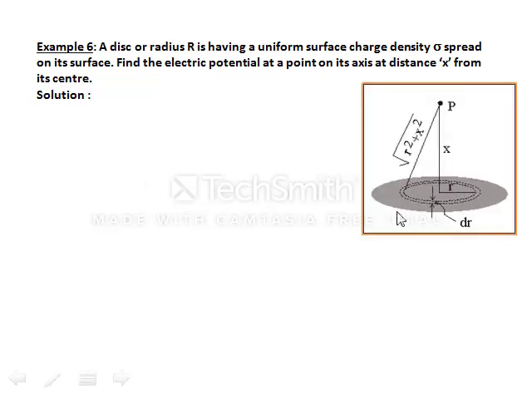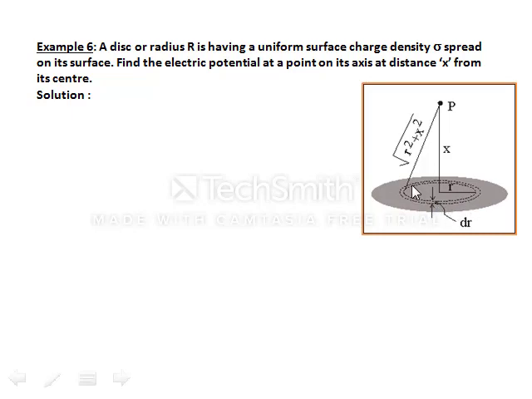Now this is the disk, the whole shaded part. Its radius is capital R. It's not written over here, but it's given. This radius is capital R. And this is the point P where we are supposed to find the potential. Now suppose we have taken an elementary section, which is shown by a broken line. This part is a ring having radius r, small r, and width dr.